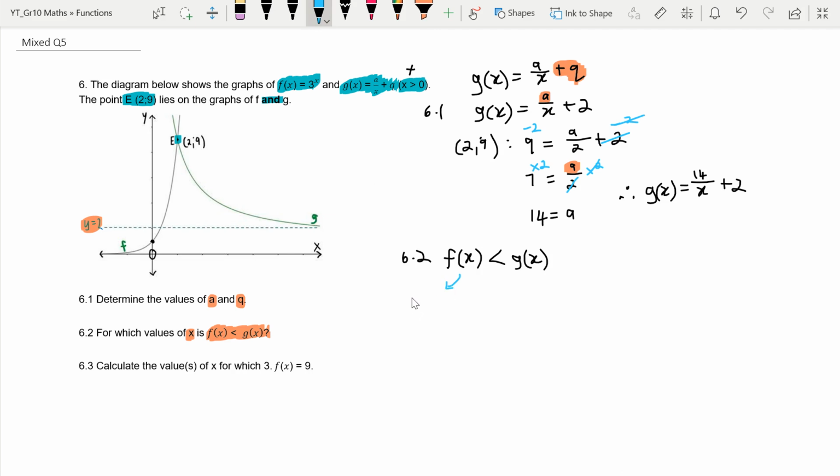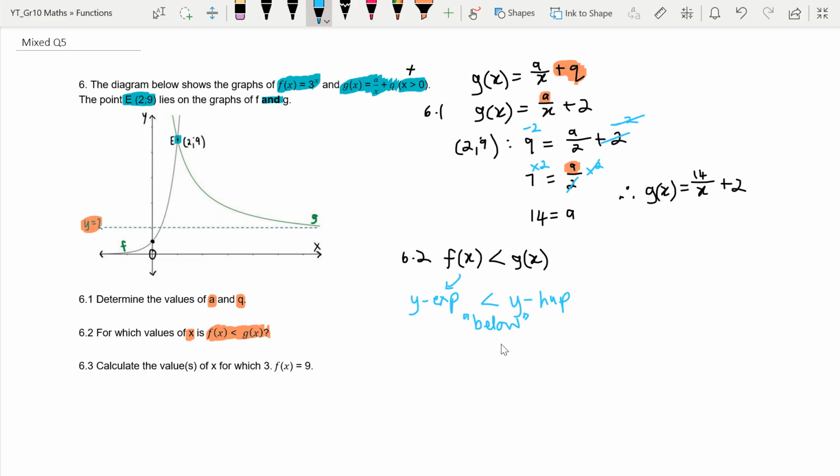They are talking about the y values of f, which is the exponential, right? They're talking about where the y values of the exponential are smaller than the y values of the hyperbola. So with smaller than, we can say that it would be where the exponential graph is below the hyperbola.